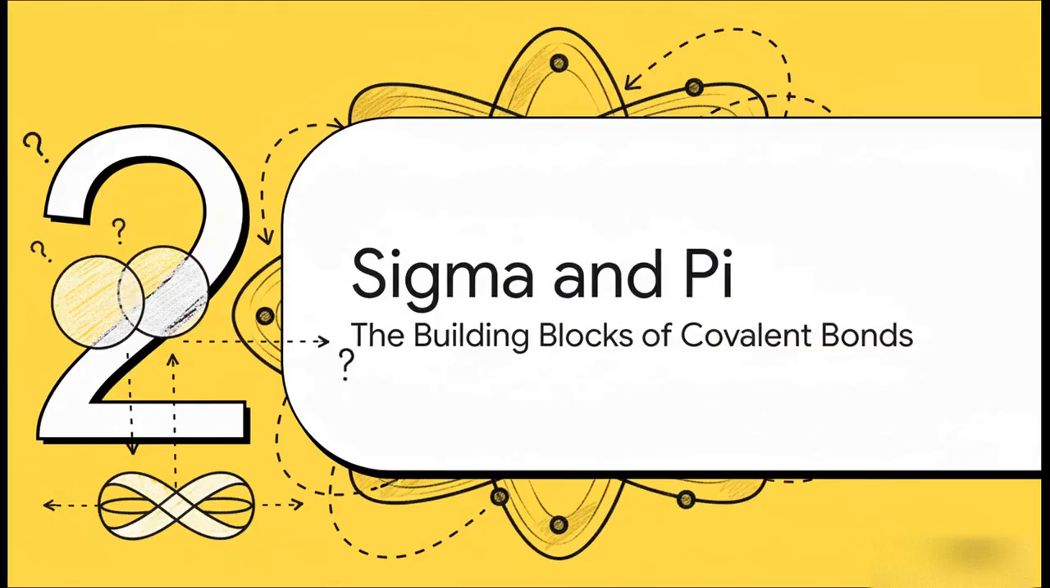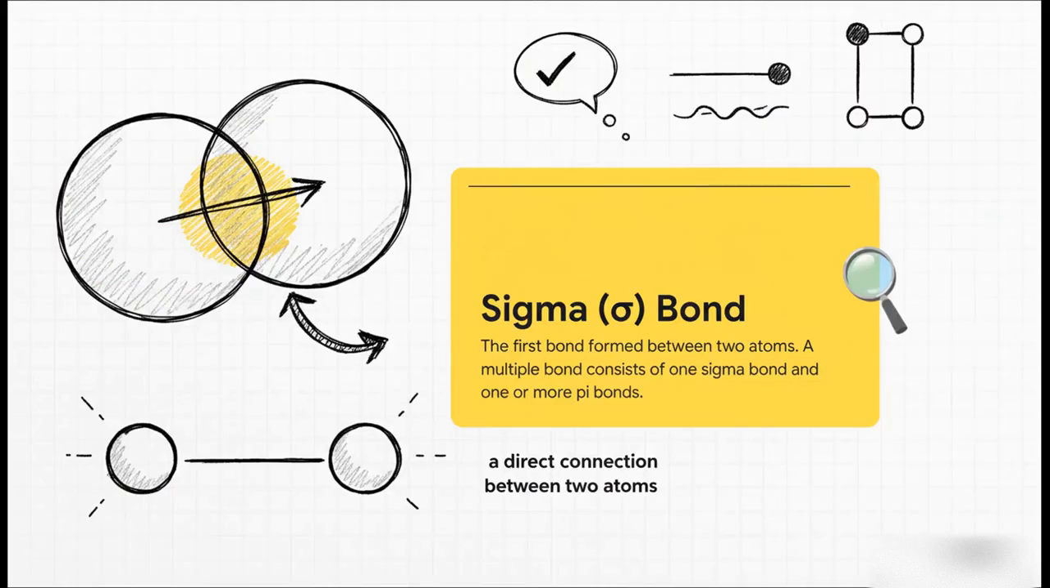Okay, before we can solve that puzzle, we need to make sure we're all on the same page about the building blocks of these covalent bonds. Because, you see, not all bonds are created equal. They really come in 2 main flavors, sigma and pi. First up, we have the sigma bond. This is the big one.